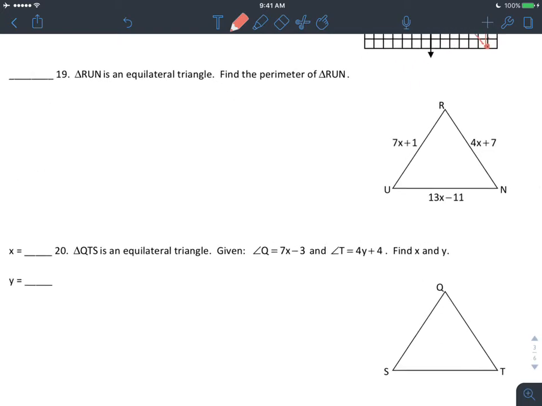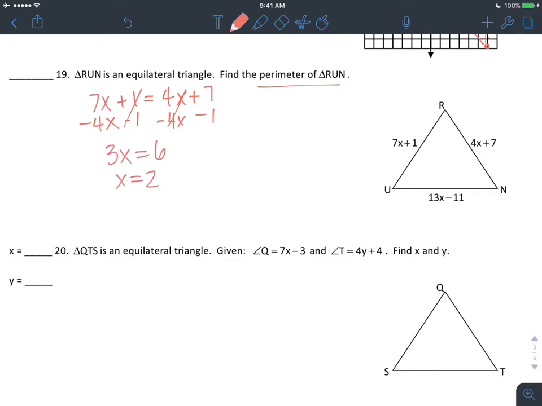All right, number 19 is an equilateral triangle, so find the perimeter. So before we can find the perimeter, we have to solve for x. So we're going to have 7x plus 1 equals 4x plus 7. You can pick any two sides to set equal to each other. It really doesn't matter. They should all solve to give you the same thing. So we're going to subtract 4x from both sides, and subtract 1 from both sides. So we're going to have 3x equals 6, so x equals 2.